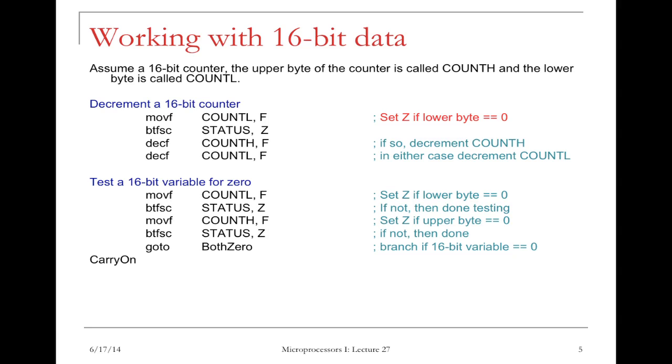Because this is a 1, the flag is a 1. So when we do this BTFSC, will we skip the next instruction? We will not skip the next instruction because this condition C is not true. So it will do this goto both 0.